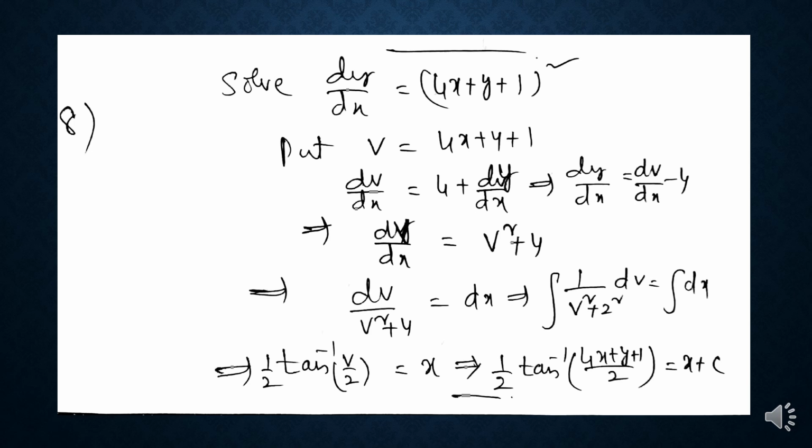In this case, we will use the partial derivatives. So if dou m by dou y, the partial derivative of m with respect to y, is equal to the partial derivative of n with respect to x, if they are equal, we can say that the given differential equation is the exact differential equation. So we will see some examples about exact differential equations in the next class.